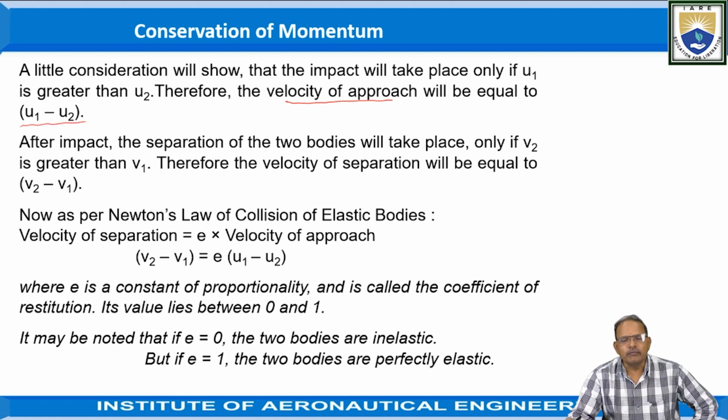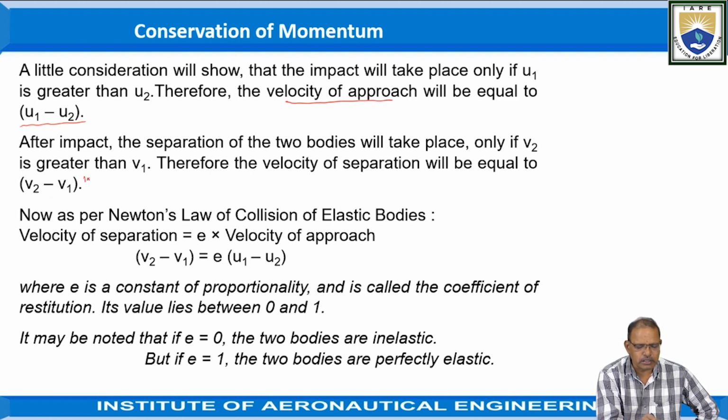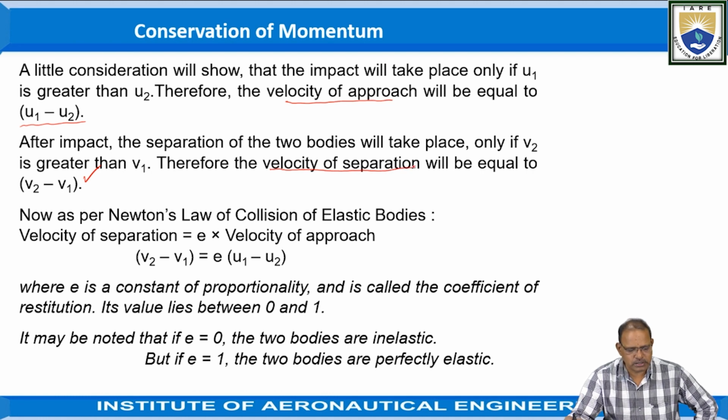Similarly, after collision, v2 has more velocity than v1. So the relative velocity of v2 and v1, that is v2 minus v1, represents the velocity of separation. Generally, it is represented as v2 minus v1. Here it is called the velocity of separation.